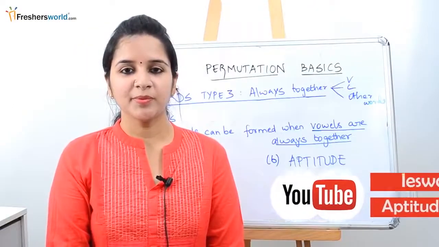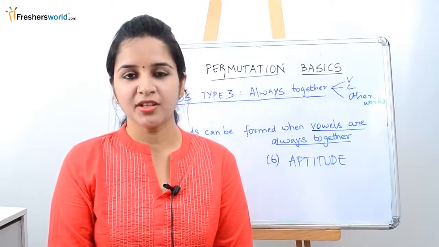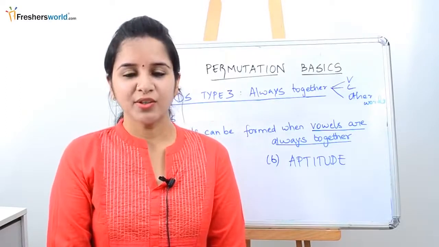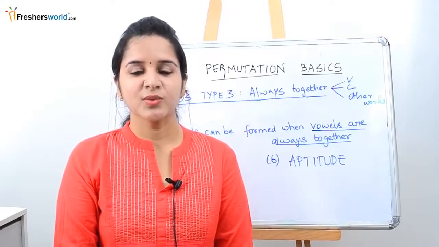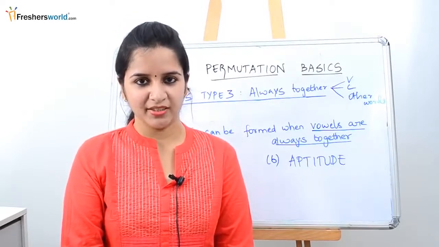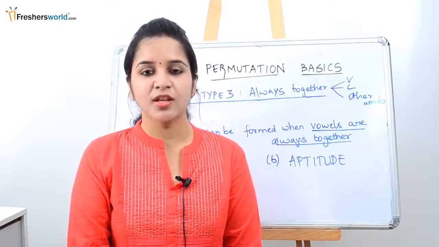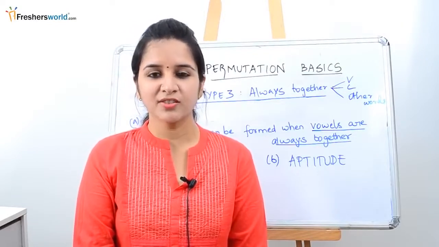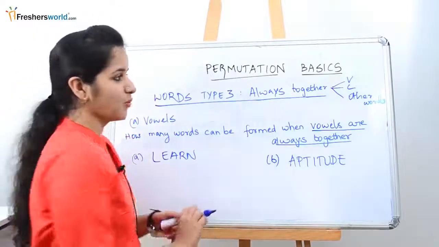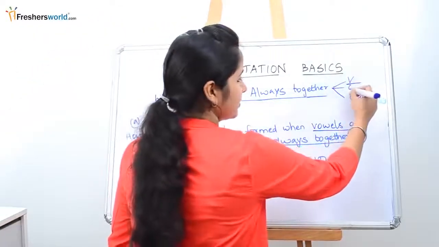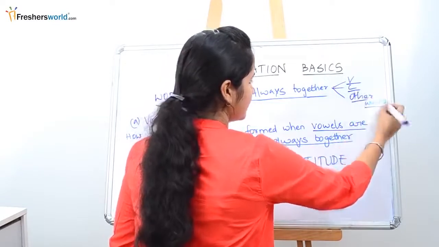Today, the type of problem that we are going to deal with is permutation always together. In the last videos, we discussed two types of problems: one with numbers, another with repeated letters and non-repeated letters, and repetition allowed and not allowed. Today we are going to deal with always together type of problem. In always together problems, we have three types: vowels always together, consonants together, and other words together.